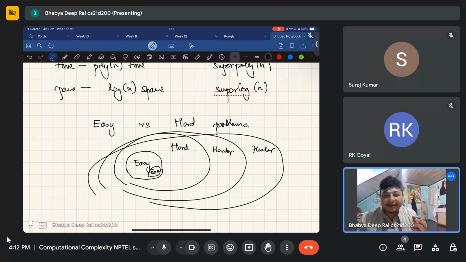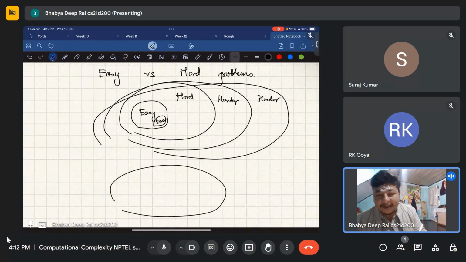Can you categorize them in terms of, let's say, time or space and so on? Or can you say that this does not exist? Let's say all problems are equally hard or all problems are easy. So these were the kinds of fundamental questions that complexity theory people were asking.